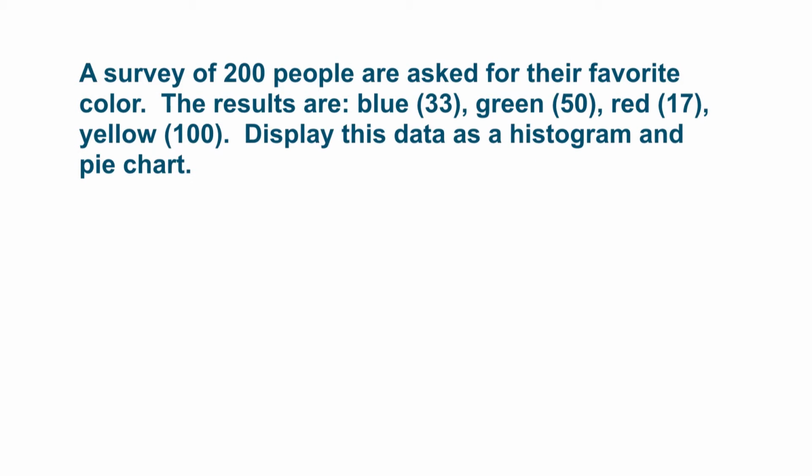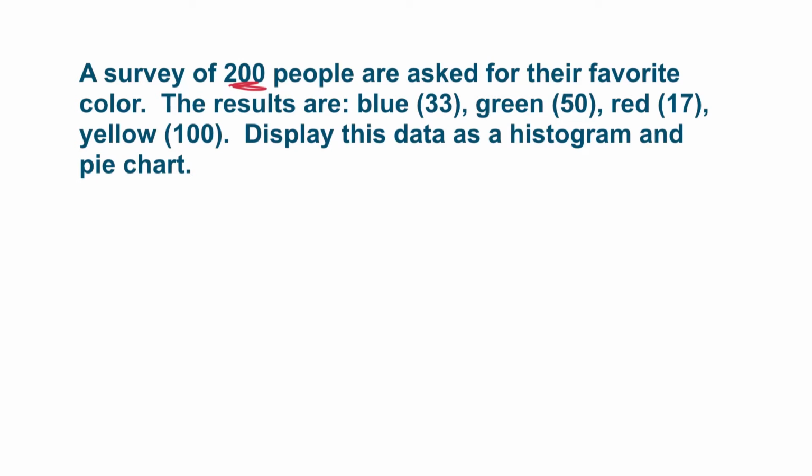Let's look at an example where we're asked to create a histogram and a pie chart from some simple data. Our data is, we survey 200 people and ask them about their favorite color. Our results are 33 people say blue, 50 say green, 17 say red, and 100 say yellow. Keep in mind that this is clearly what you might call synthetic data. The fact that I asked 200 people and only got 4 answers about what your favorite color is indicates this is probably not accurate. For example, no one said anything like purple or orange.